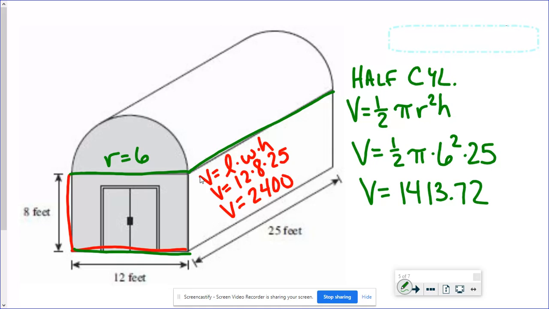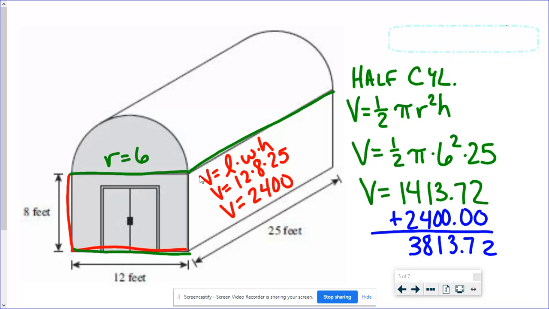And now I just need to add those two together, right? Instead of rewriting, let me just do this. We should have 3813.72 cubic feet.